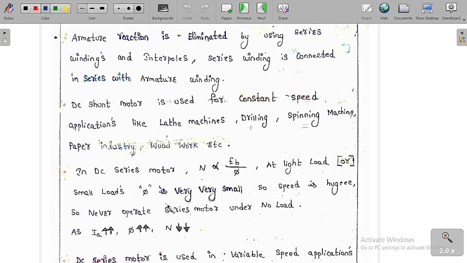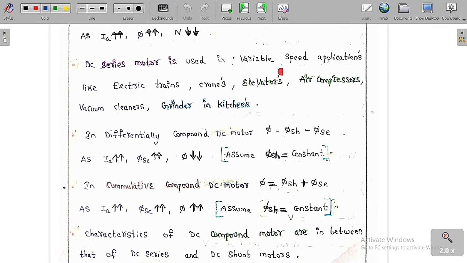This concept I have already told you. DC series motor is used in variable speed applications like electric trains, cranes, elevators, air compressors, vacuum cleaners, grinders in kitchens. For the DC series motor, the speed curve, just now I told you, is a rectangular hyperbola. It means you can get a huge amount of variation of speed. Whatever speed you want, you can easily get with the help of a DC series motor. So this is called a variable speed application.